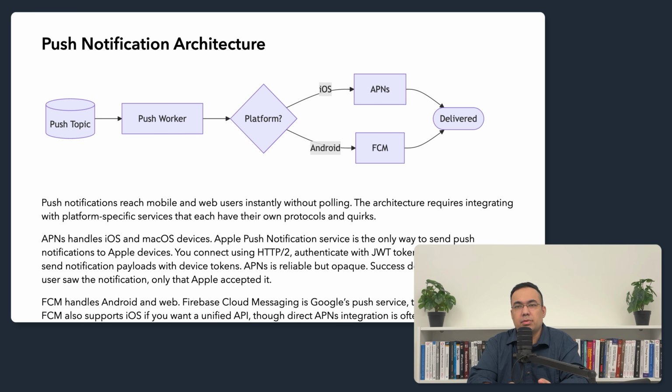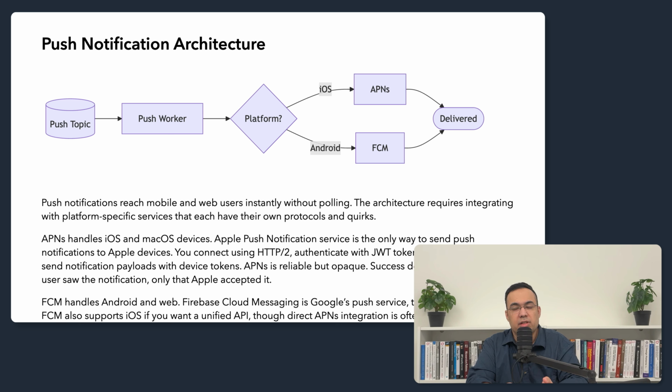Now let's examine the push notification architecture, which reaches mobile and web users instantly without polling. Push is the workhorse channel for most consumer applications. It's free, immediate, and attention grabbing. But the architecture requires integrating with platform-specific services that each have their own protocols and quirks.